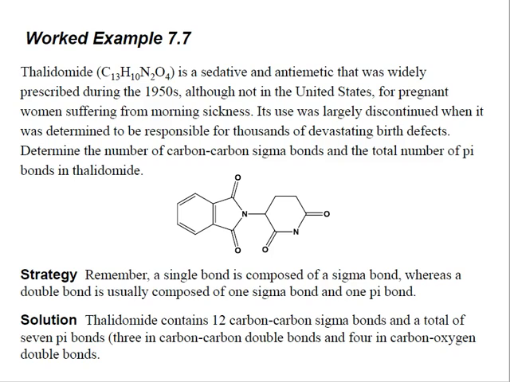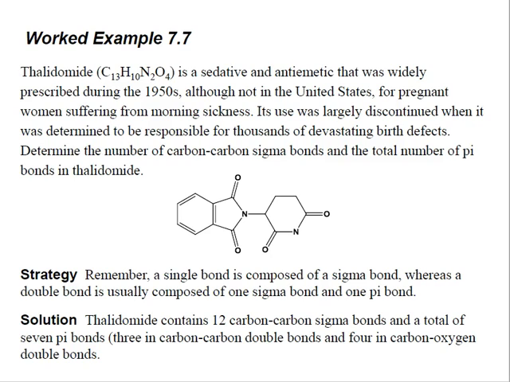Its use was largely discontinued due to some really terrible birth defects, and it would cause babies to be born without arms and legs. Really terrible. You can look up some more information if you're interested. But we're using this structure to determine the number of carbon-carbon sigma bonds and then the total number of pi bonds in thalidomide. You may want to look up some background info on sigma and pi.